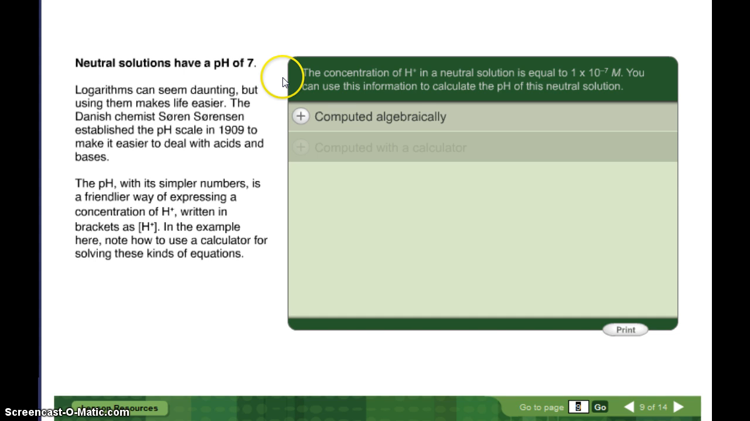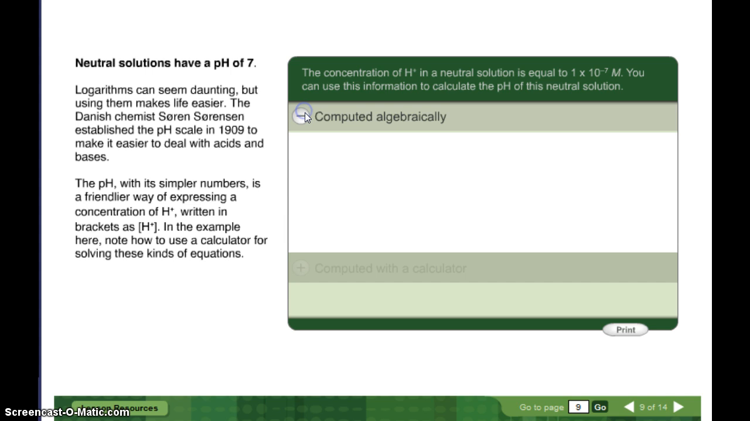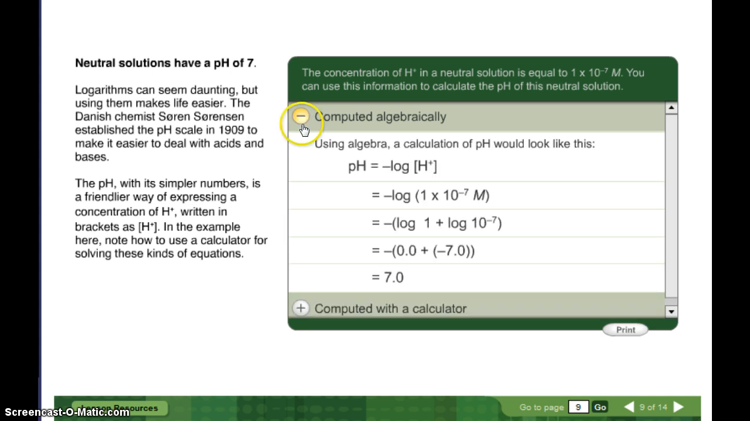In the example here, note how to use the calculator for solving these kinds of equations. The concentration of hydrogen ions in a neutral solution is equal to 1 times 10 to the negative 7th molar. You can use this information to calculate the pH of this neutral solution. So to compute it algebraically, a calculation of pH would look like this. pH equals negative log of the concentration of hydrogen ions. So we said that there's 1 times 10 to the negative 7 molar of hydrogen ions. So we put that whole number here in the brackets. We change the brackets to parentheses, and we take the negative log of that.